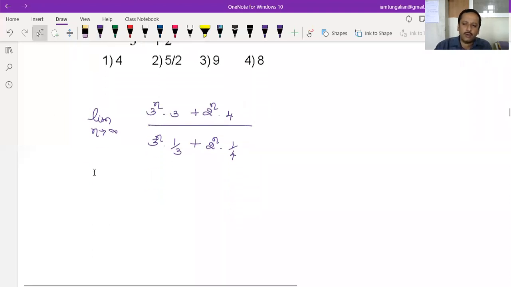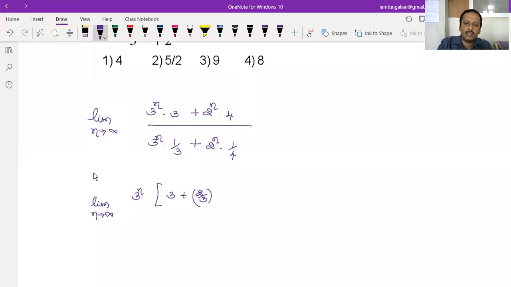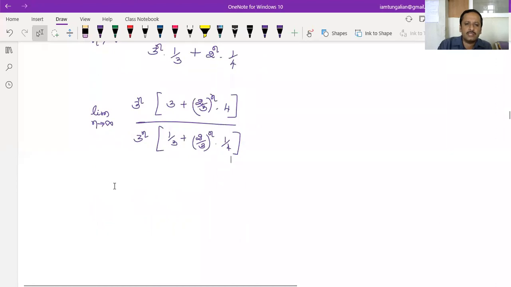Okay. So now, in this case, I will take 3 power n as a common factor. If I take 3 power n as common, you have 3 here, plus here you will have 2 by 3 whole power n into 4, divided by, similarly, I will take 3 power n common here also: 1 by 3 plus 2 by 3 whole power n into 1 by 4. Okay, so now this 3 power n gets cancelled.